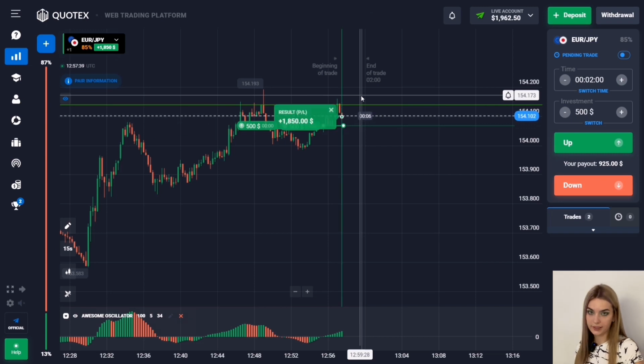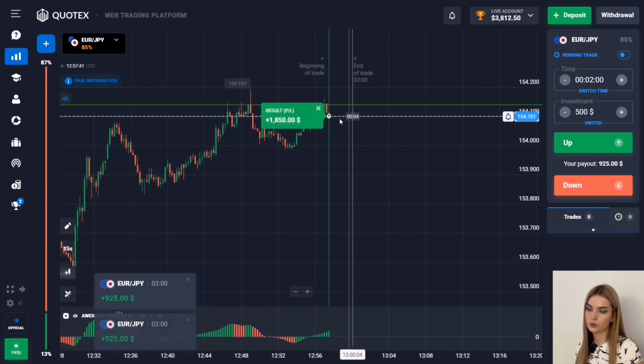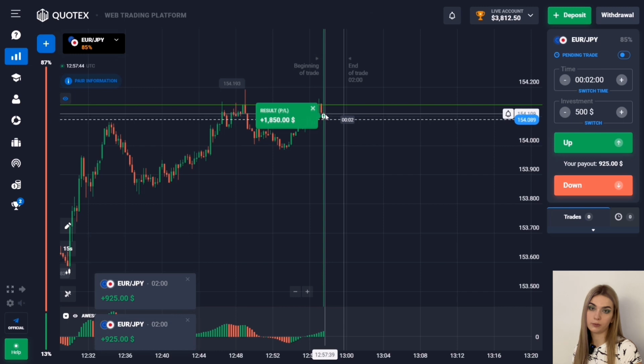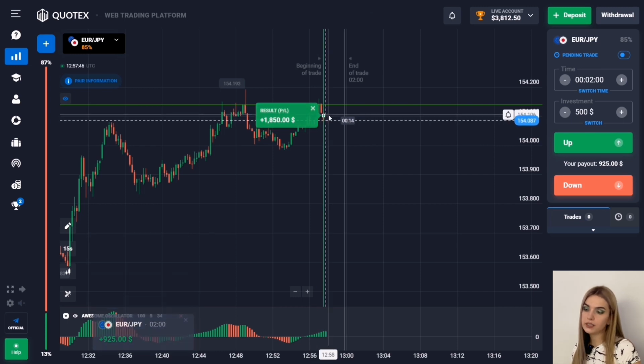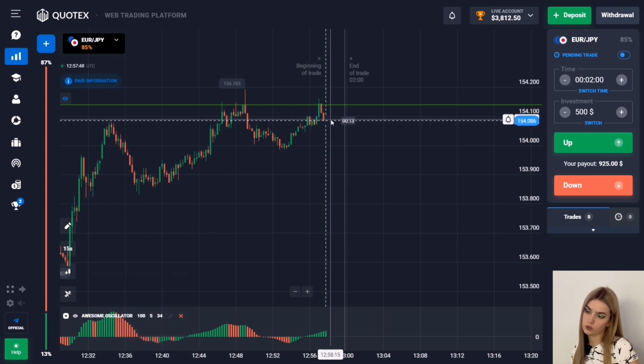Well, guys, quite good. As you can see, the price has really continued to move to the level and we are making a profit here. The indicator really gave us a good entry point and we managed to make money with you on this upward movement.